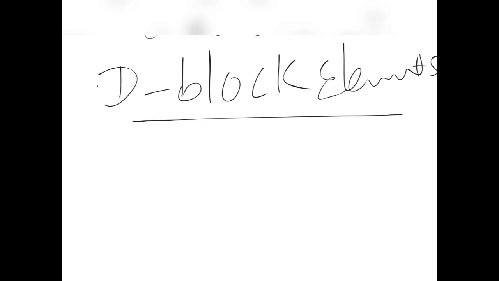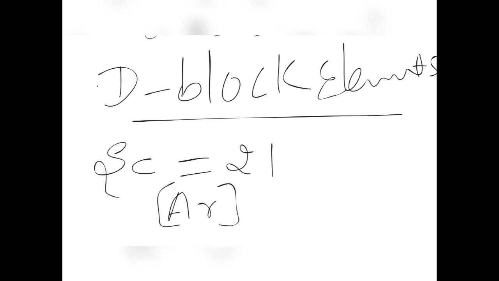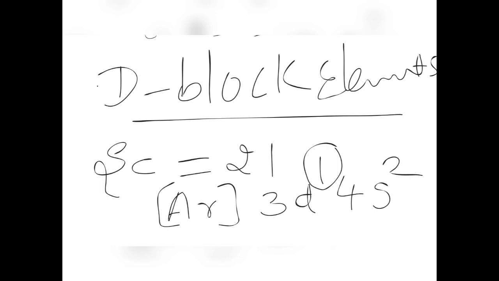For example, in the first transition series, if I take scandium, what is the atomic number of scandium? 21. So what is the electronic configuration? Argon 3D1 4s2. This is the electronic configuration of scandium. Here you can see an incompletely filled d orbital, only one electron is there. Hence it is called a transition element.